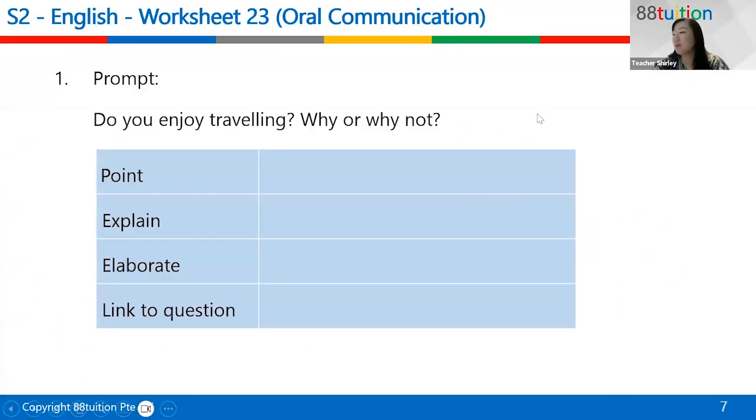So do you enjoy traveling? Why or why not? Okay, Kiat Ming says he enjoys traveling. Why? This is just a pointer. Make sure that you have your explanation, your elaboration, and examples. I think for the oral exam, it will be good if you can give personal experience to interest your examiner.